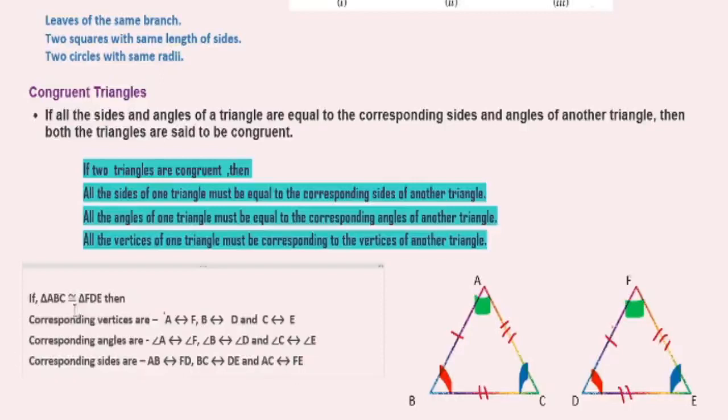Therefore, here triangle ABC is congruent to triangle FDE. Look at this order: first triangle ABC and second triangle FDE. You cannot write triangle ABC is congruent to DEF. Triangle ABC is not congruent to DEF because AB and DE are not corresponding sides. So this is right. You have to understand the meaning of congruence of triangles.